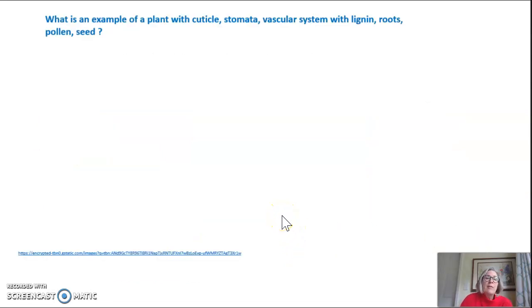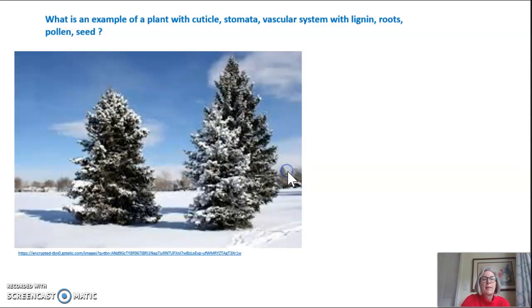So what's an example of a plant with a cuticle, stomata, a vascular system with lignin, which again gives it rigidity so it can stay upright, roots, pollen, and seeds? Well, that's what we call our gymnosperm. And when you're thinking of gymnosperm, I want you to think of conifers or pine trees. There are other types of gymnosperm, but these are the most common and the most easily visible.